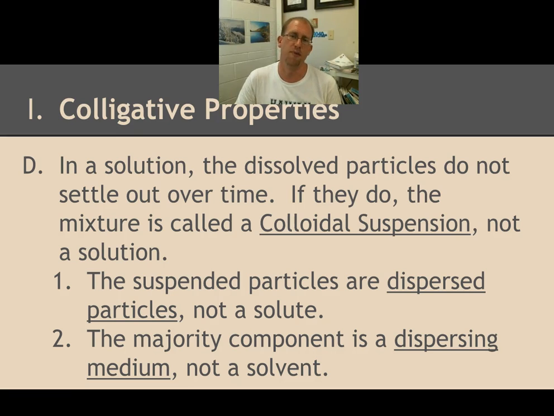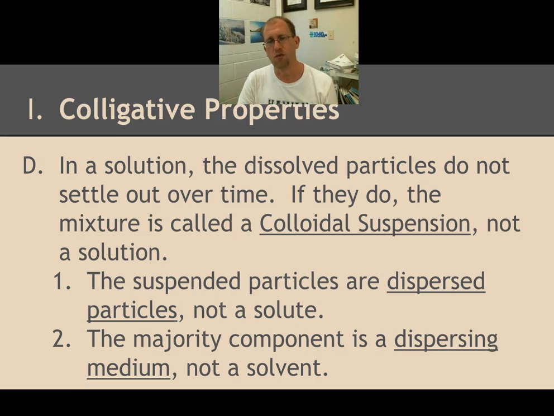A colloidal suspension, however, is not a solution. A colloidal suspension is made of things that are hanging out together but are not dissolved, and they can settle out over time. In a colloidal suspension, where things will settle, we call the small stuff not a solute but a dispersed particle, because it's scattered out there.